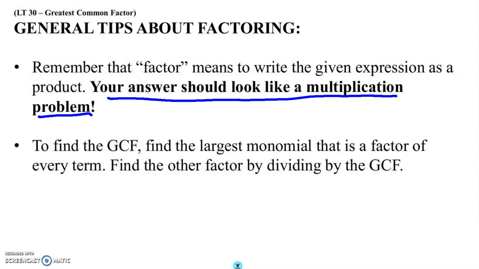To find the greatest common factor, the GCF, find the largest monomial that is a factor of every term. It's got to be in every term. If it's not in one of the terms, it doesn't count. And then find the other factor by dividing by the GCF. Let's practice that for just a second.